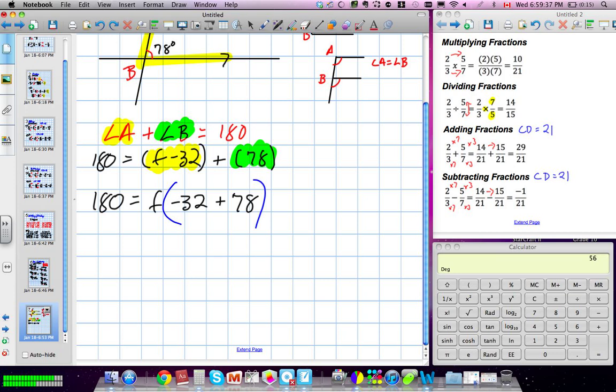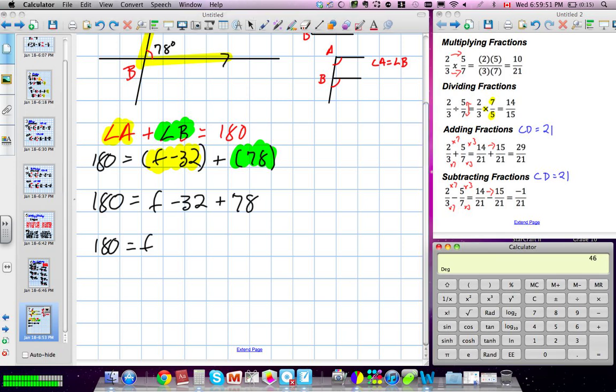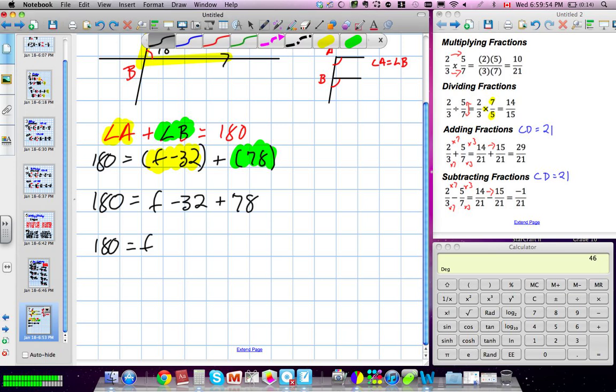So remember, let's go through this. Negative 32 plus 78, what's that going to be? 46. Yeah, you're right, good. We could have done it like this too. So we get F plus 46.